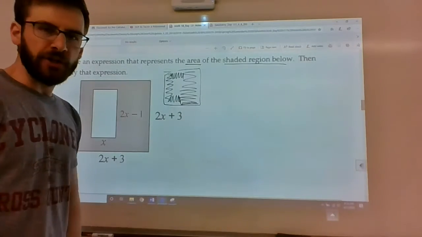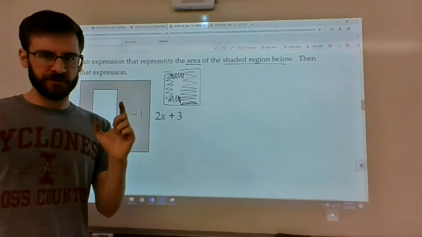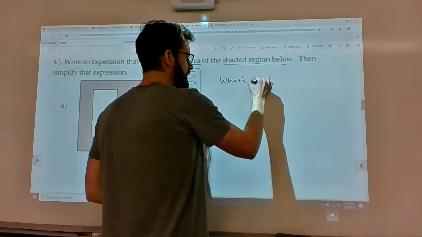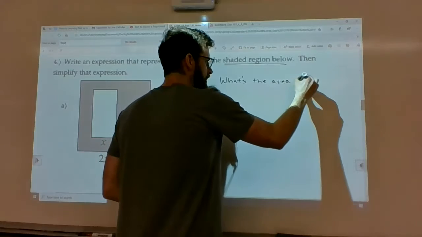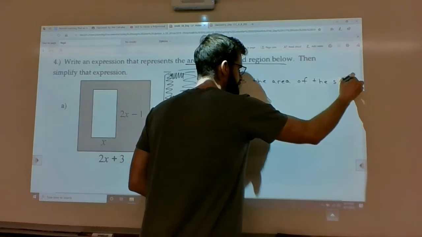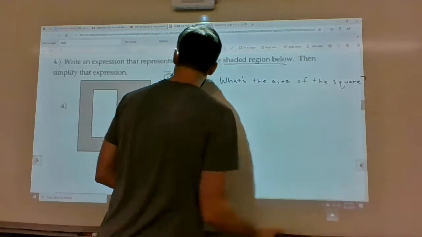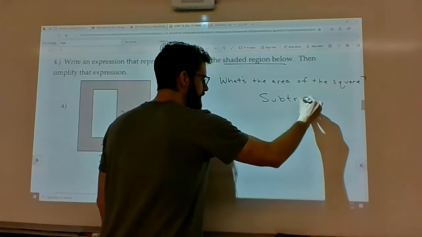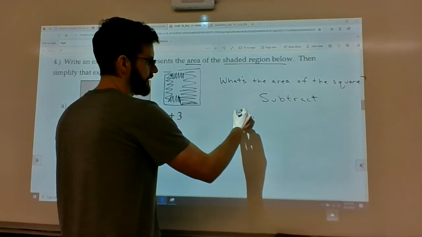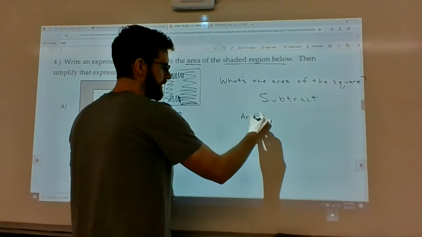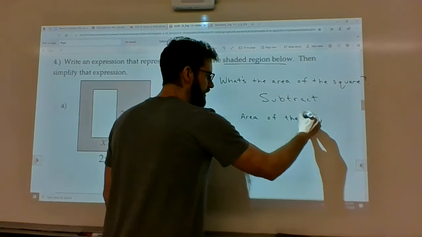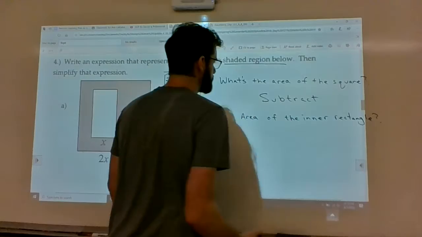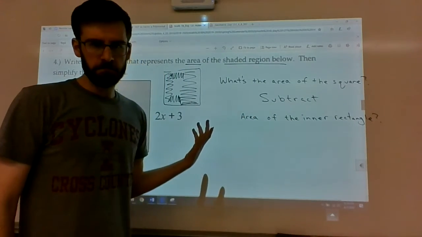So what you can do is you can say, what's the area of the square? Okay. So what's the area of the square? And then from there, we can subtract the area of the inner rectangle. So we figure out what the area of the square is.